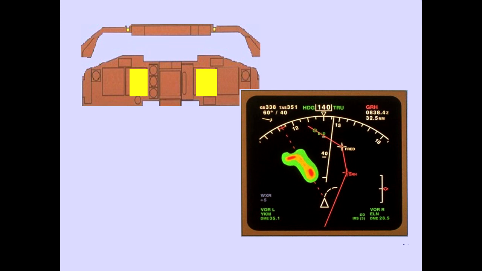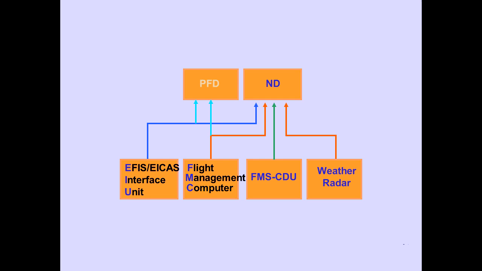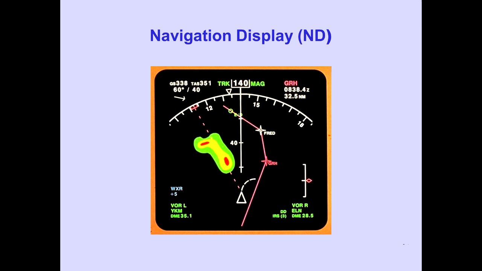Navigation displays are located on the captain's and first officer's instrument panels. The ND information is generated from information received from an EFIS ICAS Interface Unit, EIU, a Flight Management Computer, FMC, an FMS CDU, and the weather radar. The ND displays information used for navigation. Each ND presentation is controlled by an EFIS control panel.